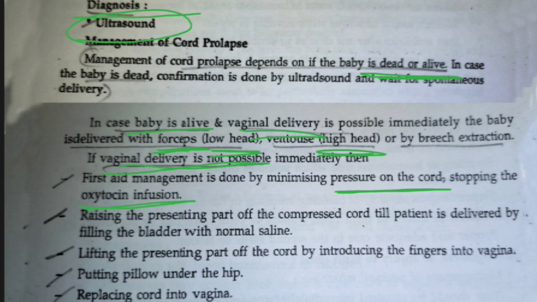If the oxytocin infusion is stopped, then the contraction of the uterus will stop, and then the further movement of the cord will stop. Apart from this, we will try to insert the cord back inside the vagina. That is performed this way. First, we will fill the bladder with normal saline, and then we will place a pillow under the hip, and then by introducing our fingers into the vagina, we will try to replace the cord into the vagina. After that, a C-section will be performed in a safe manner. This is the management of cord prolapse.